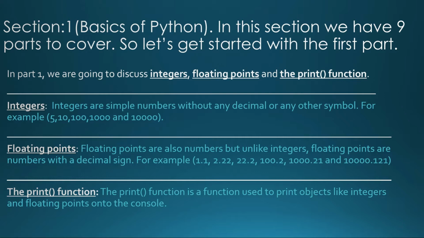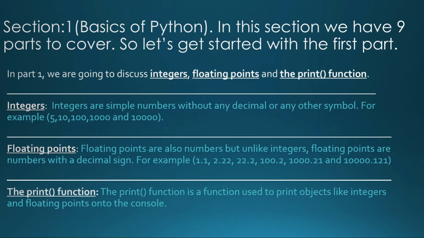So what are integers? Integers are simple numbers without any decimal or any other symbol. For example, 5, 10, 100, 1000, and 10,000. So they're just simple numbers without any symbol, like a decimal or fraction sign, and they can be as long as you want, but they should not have any symbol.